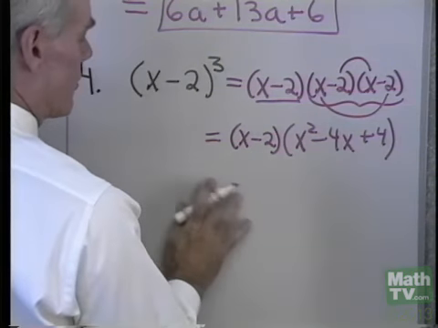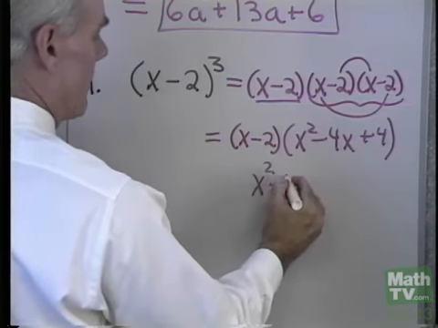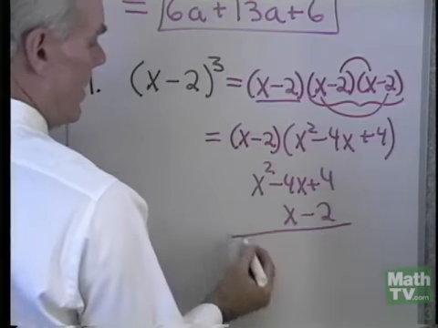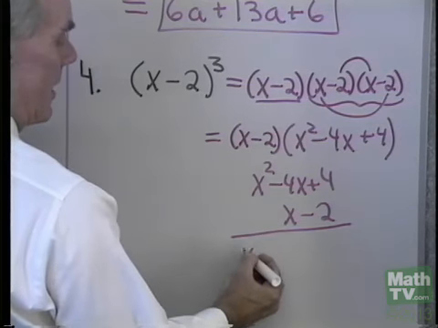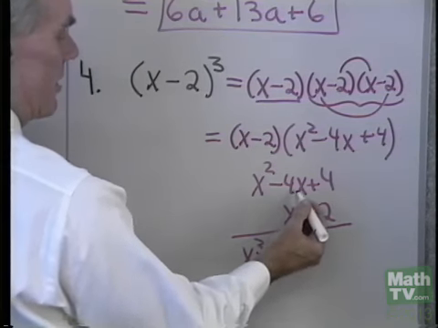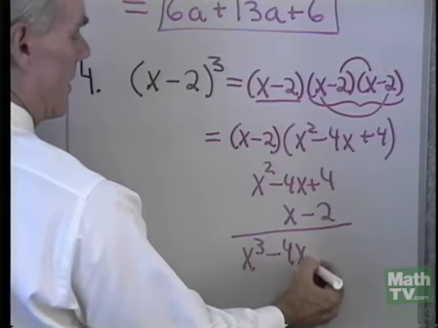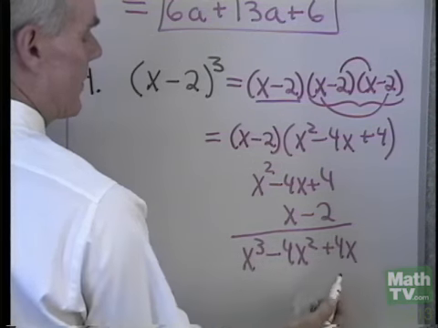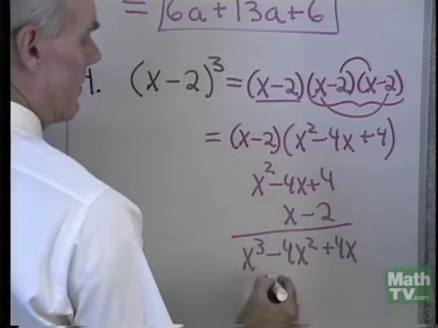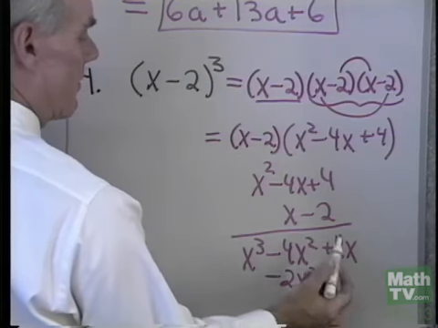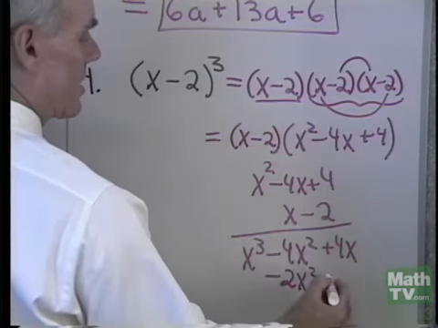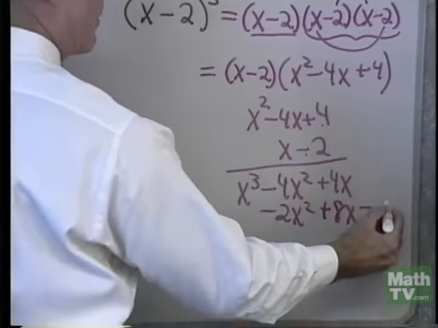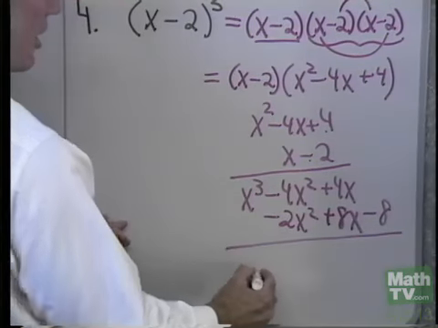Now I need to multiply x minus 2 times this. So let's do this in a sort of a column arrangement. X times x squared, x cubed. X times negative 4x, negative 4x squared. X times positive 4 plus 4x. Now, negative 2 times x squared, negative 2x squared. Negative 2 times negative 4x, positive 8x. Negative 2 times positive 4, negative 8. So here's my column arrangement again.